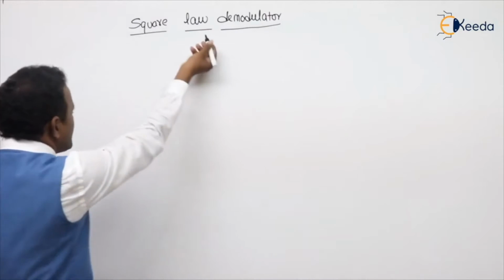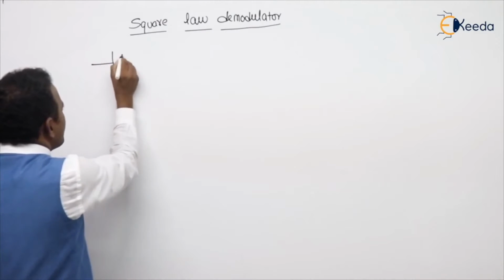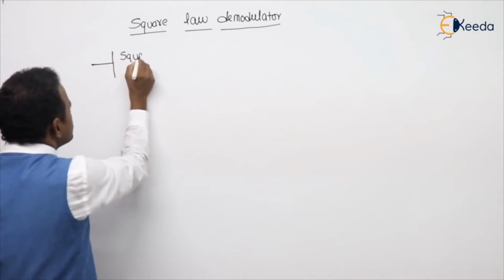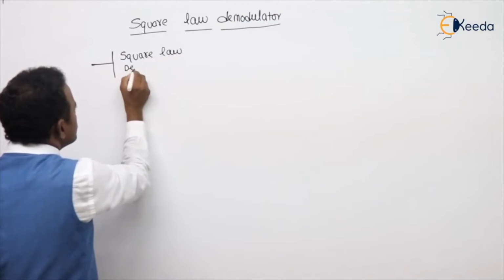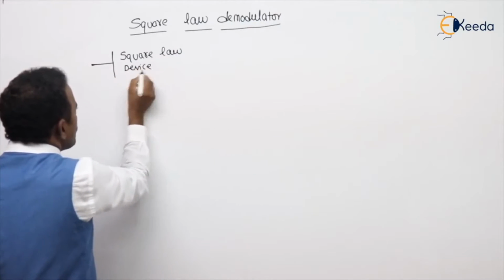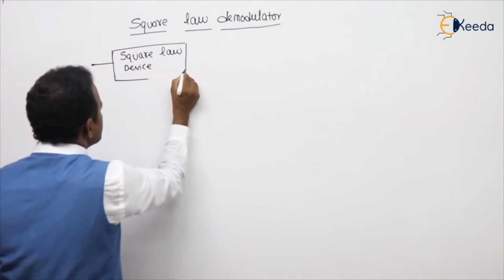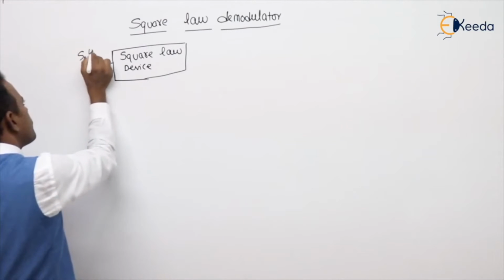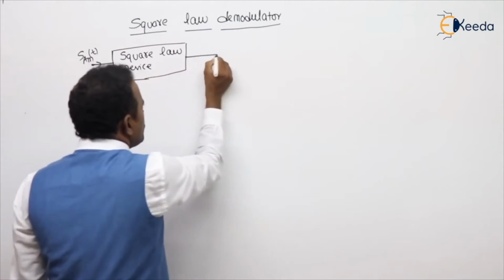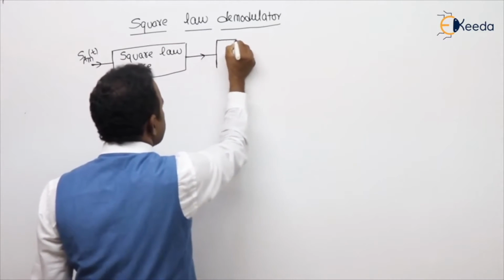What is the block diagram, sir? As the name itself says, we have a square law device. What is the input we are giving, sir? Input is the amplitude modulated signal. So here input is S_AM(t). What is the output we are expecting, sir? Our message signal.